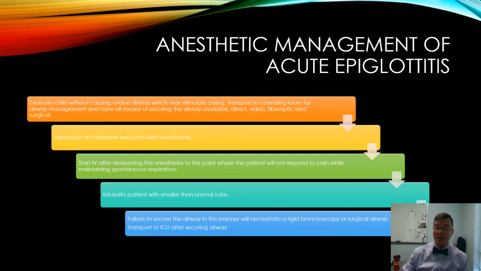So here are the key points for the anesthetic management of acute epiglottitis. You need to evaluate the child. Try not to cause any undue stress, which can stimulate crying and respiratory issues. You're going to administer an inhalation induction, typically with sevoflurane. Once you get the child deep enough, you're going to start an IV, and hopefully the child won't be responsive to the pain. Intubate the patient with a slightly smaller than normal tube, and be prepared to obtain a surgical airway as needed.